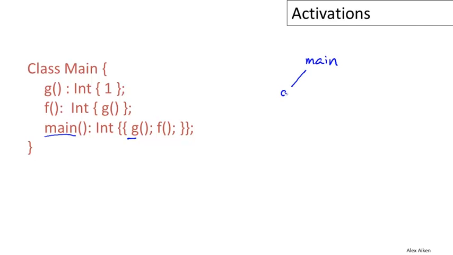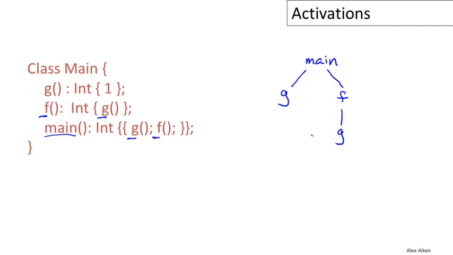And so we can illustrate that by making G a child of main. So this indicates the fact that G is a direct child of main, indicates that main calls G, and also that G's lifetime is properly contained within the lifetime of main. After G returns, main will call F, and so F will also be a child of main. And then F is itself going to call G again. So it's going to have another activation of G. And so G will also be a child of F.